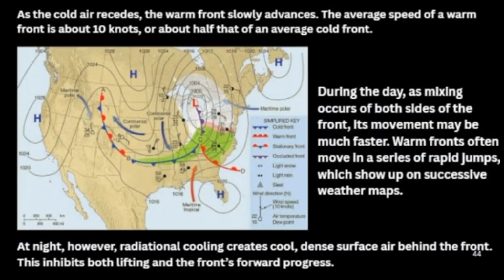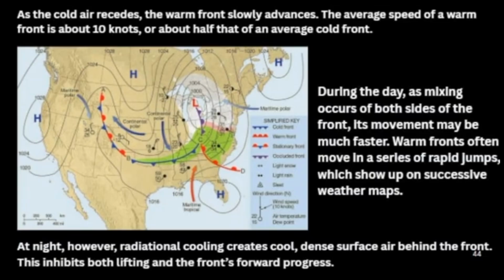Here, the leading edge of advancing warm, moist subtropical air from the Gulf of Mexico replaces the retreating cold maritime polar air from the North Atlantic. As you can see, the direction of frontal movement is given by half circles, which point into the cold air. This front is heading towards the northeast. As the cold air recedes, the warm front slowly advances.